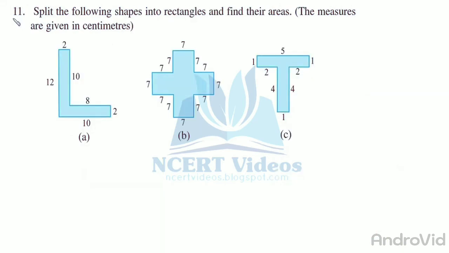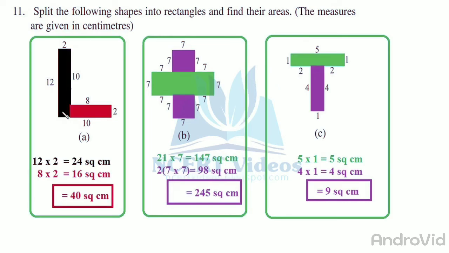Eleventh, split the following shapes into rectangles and find their areas. The measures are given in centimeters. Again, the same thing as previous. You have to separate them. Now, the first part can be separated like this. The color representation makes the figures separated.